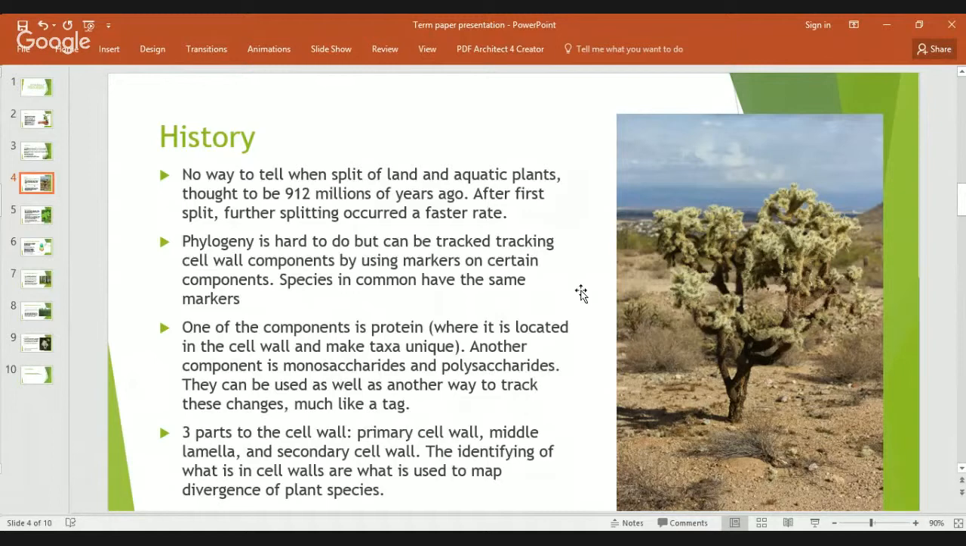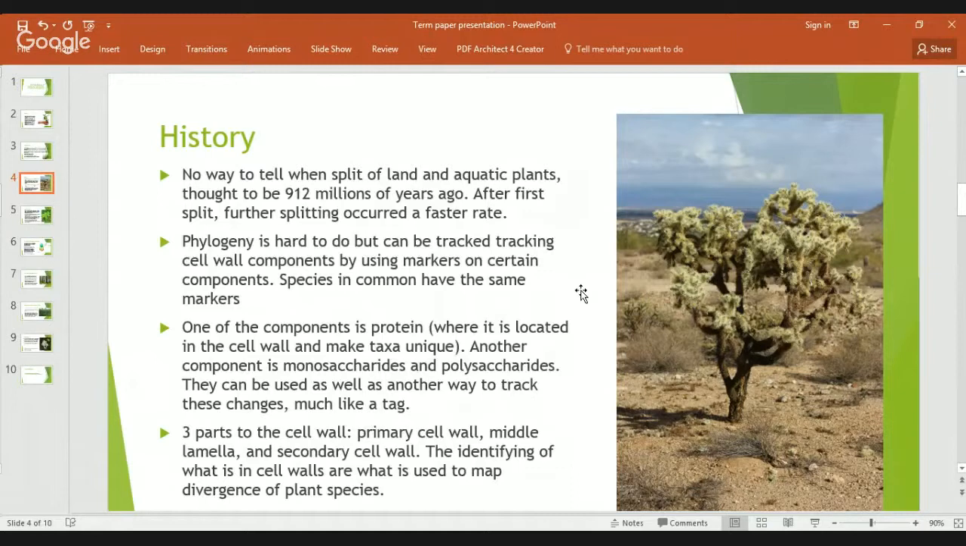is somewhat difficult, but it can be done due to modern methods of tracking different components found in the cell wall, such as proteins, monosaccharides, and polysaccharides. So where they're located in the cell and how they move around when the plant starts to mature. It was compared to a tag, so it's like where the tag is.